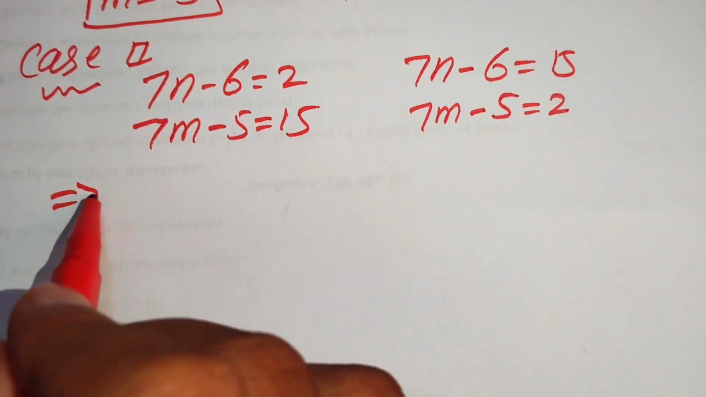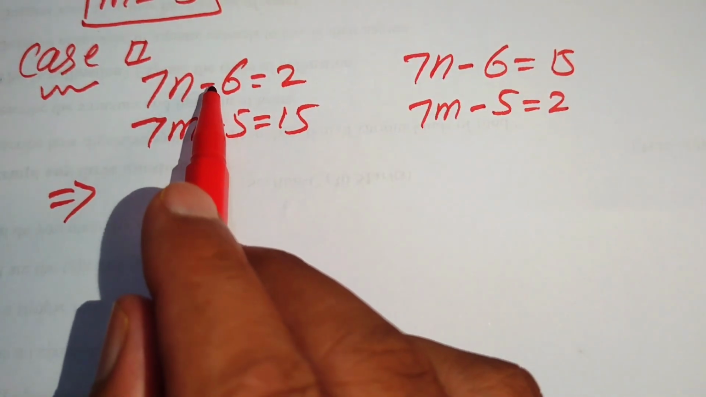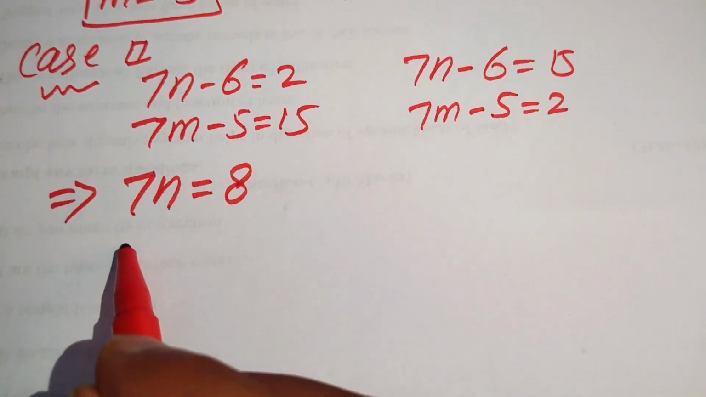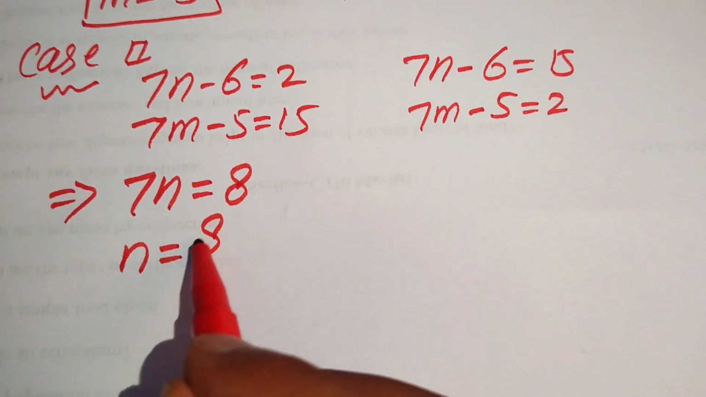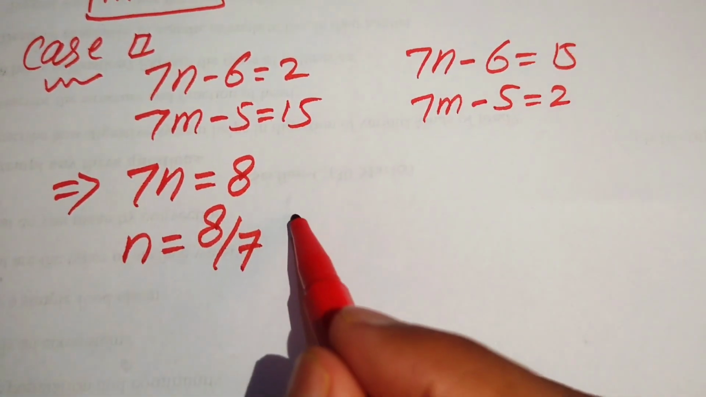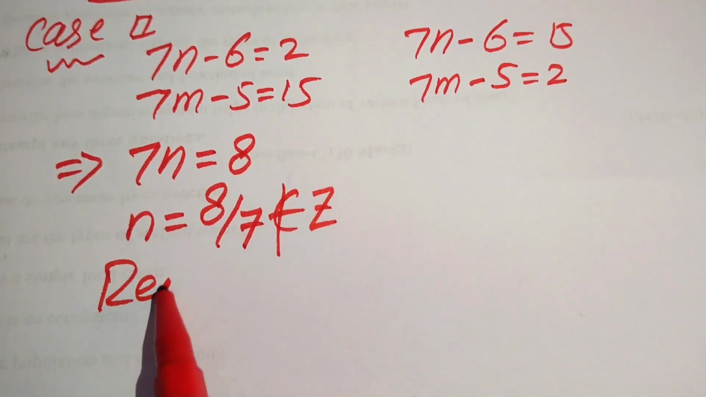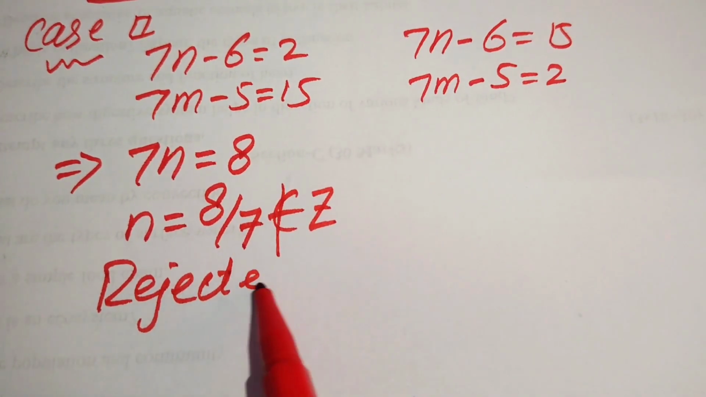First we move minus 6 to the right hand side, and it will be written as 7n equals 8, and here you get n equals 8 over 7. This 8 over 7 does not belong to Z, so we reject this case.